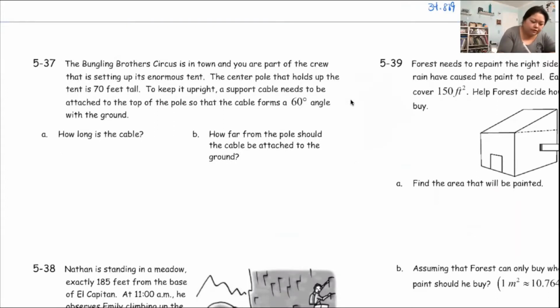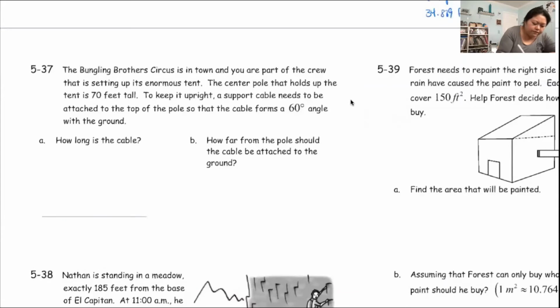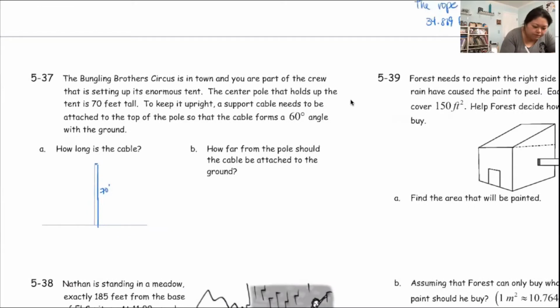So again, pictures very, very helpful, right? So here's your ground, and here's your center pole. Okay. Hold on. All right. So the pole is 70 feet tall. And then we need cable to attach the top of the pole and hold it to the floor here, right? So if the cable needs to form a 60-degree angle with the ground, it's cable to the ground. So how long is the cable? We want to know this. This is our X, right?